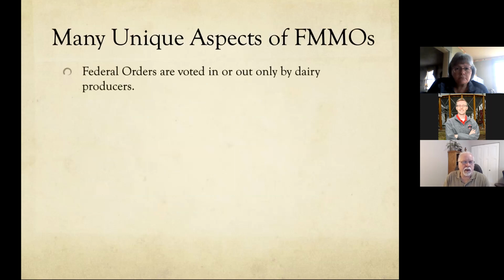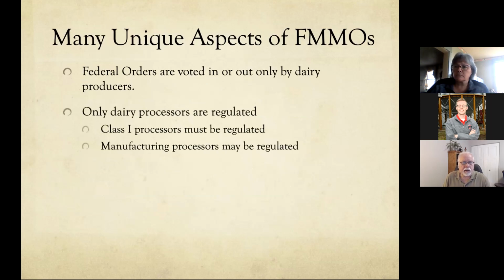Orders are very unique. One of the things is that they can only be voted in or out by dairy producers. So dairy farmers are the only people who get to vote about a federal milk marketing order. That includes changes to an order as well. We also find that dairy processors are the only ones that are regulated under a federal order. Farmers aren't regulated. Dairy processors are regulated. And there's a very important distinction here.